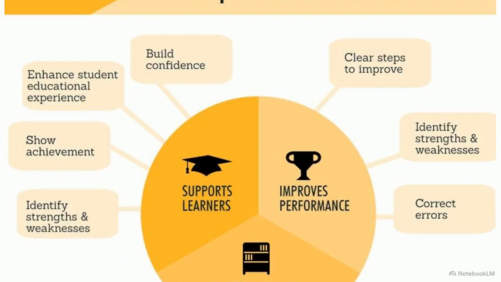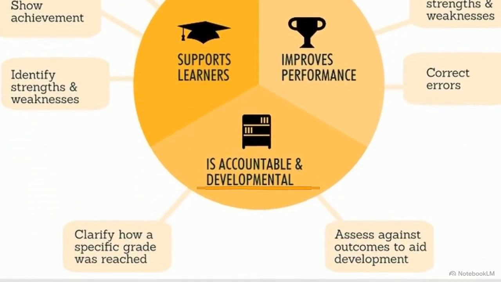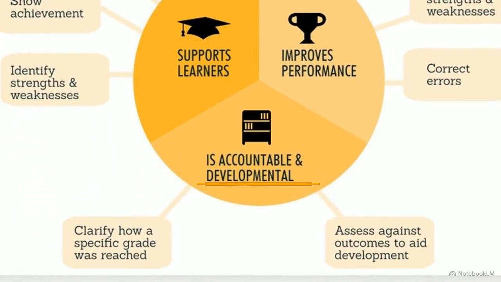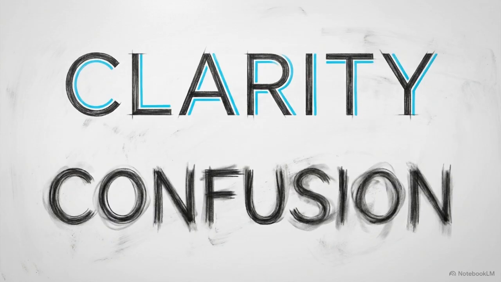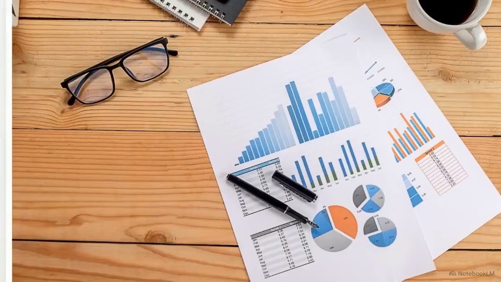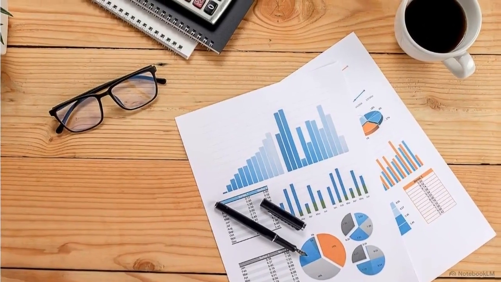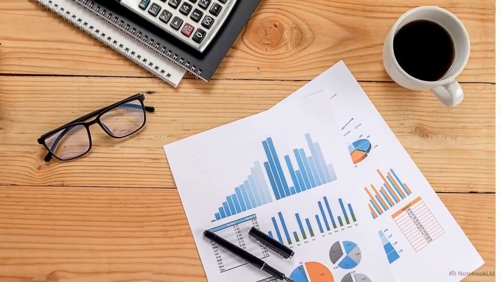The final sector, accountable and developmental, anchors the learner's progress against predetermined outcomes, explaining exactly how a specific grade or milestone was reached. If an intervention does not deliberately target at least one of these three functions, supporting, improving, or accounting, it serves no operational role for the learner. Strategic purpose is the difference between meaningful guidance and pedagogical noise. Identifying a purpose is only the first step. The critique itself must also be mechanically sound.